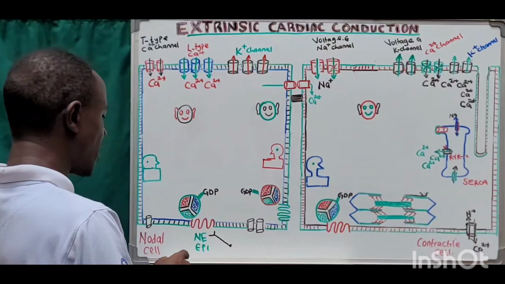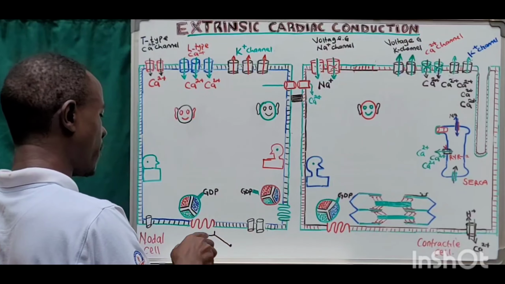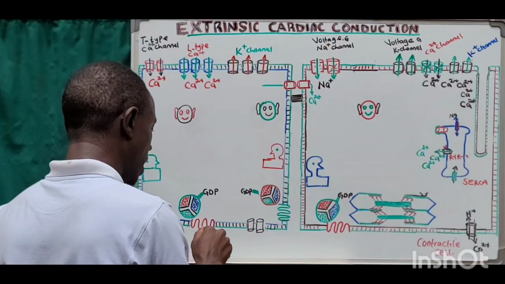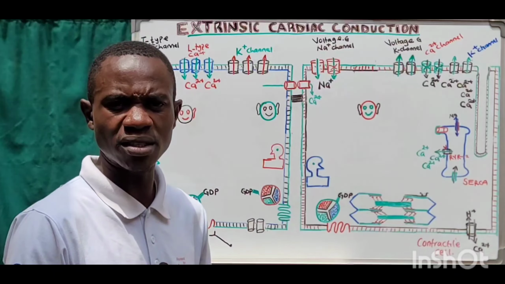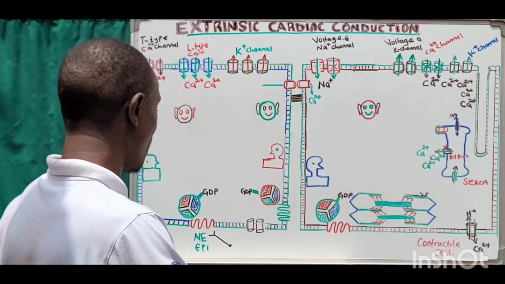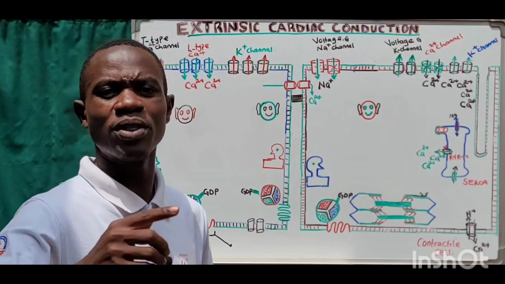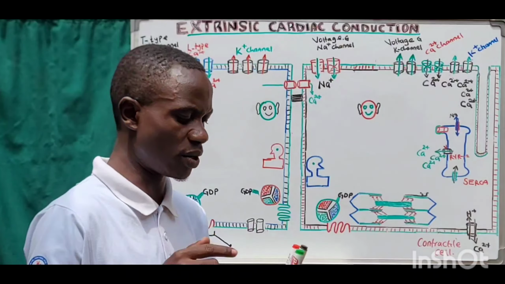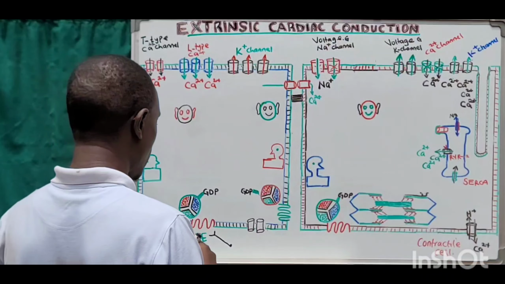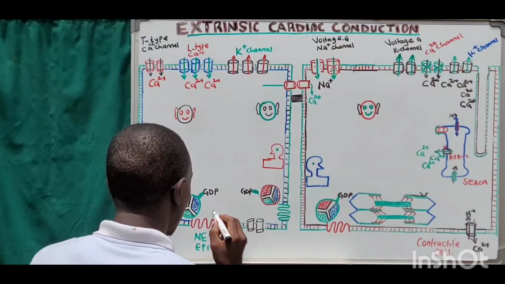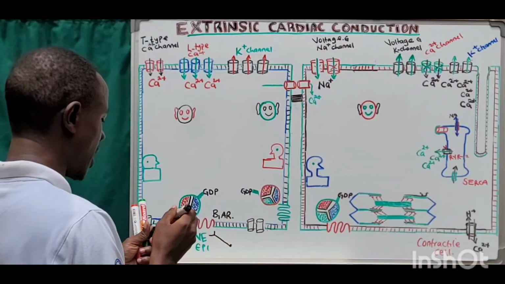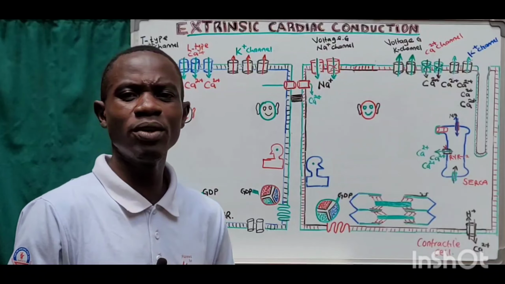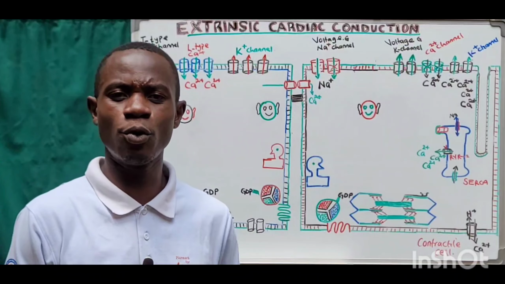Now, what happens is that when this norepinephrine and epinephrine come over to this receptor here, this receptor is a 7-pass transmembrane receptor. Super, very important. And this receptor is what we call the beta-1 adrenergic receptor. Okay, this receptor here is a beta-1 adrenergic receptor, and it is going to be a G protein coupled receptor.